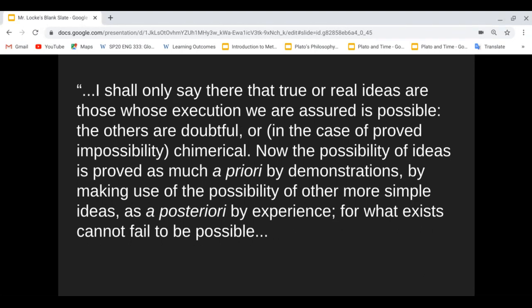Now, the possibility of ideas is proved as much a priori by demonstrations, by making use of the possibility of other more simple ideas, as a posteriori by experience. For what exists cannot fail to be impossible.